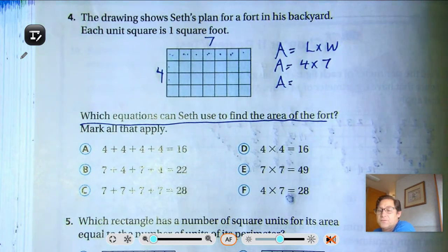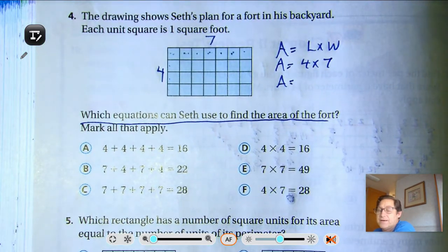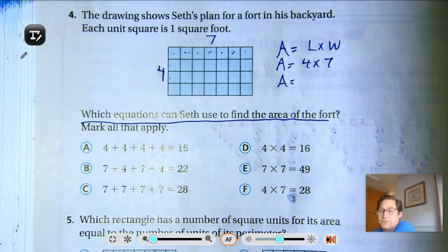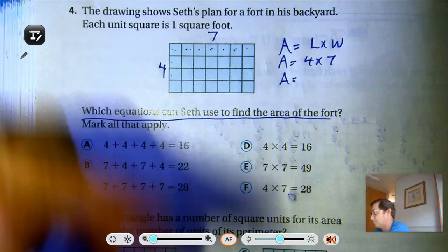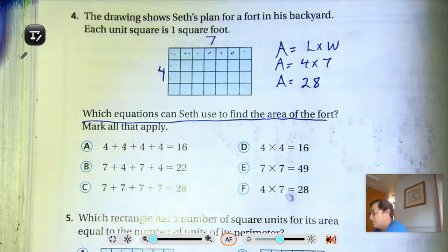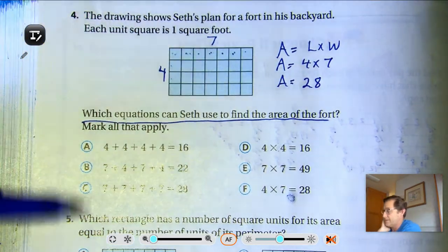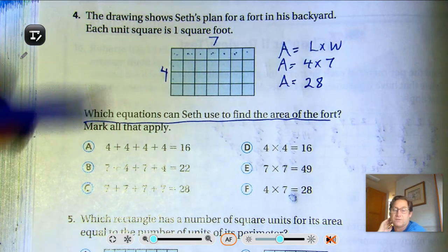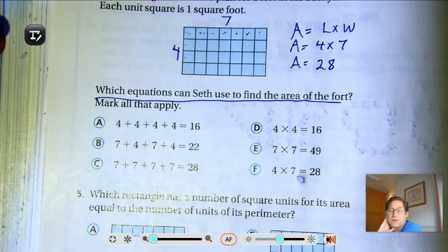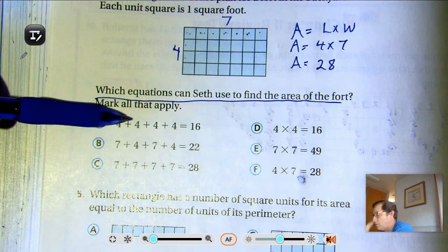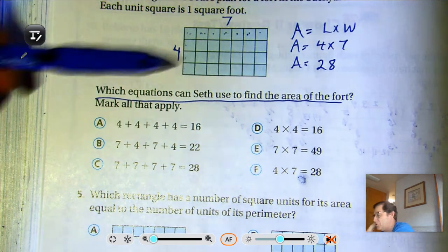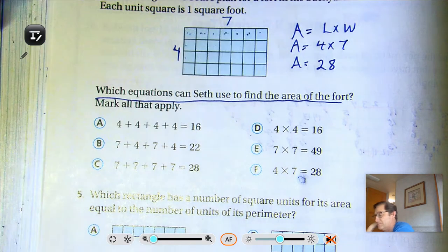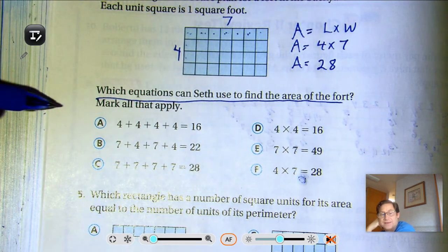Well, 7 times 2 is 14. If you double 14, that would be 28. And that's what 7 times 4 is. It's 7 times 2 doubled. So 28 square units. So we need to see if the answers we have here give us 28. If I add 4 times, well, that's not what the drawing's showing me. It's showing me add 7 four times. So it can't be A.